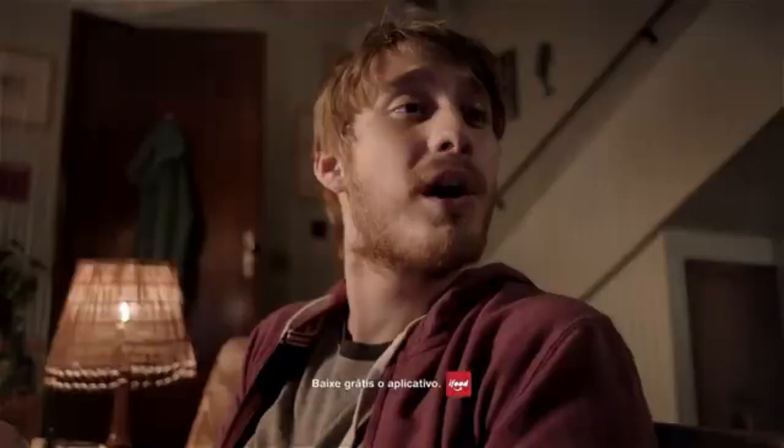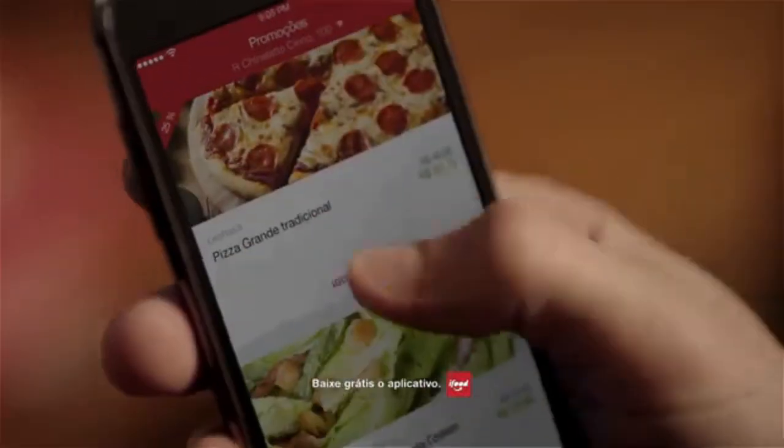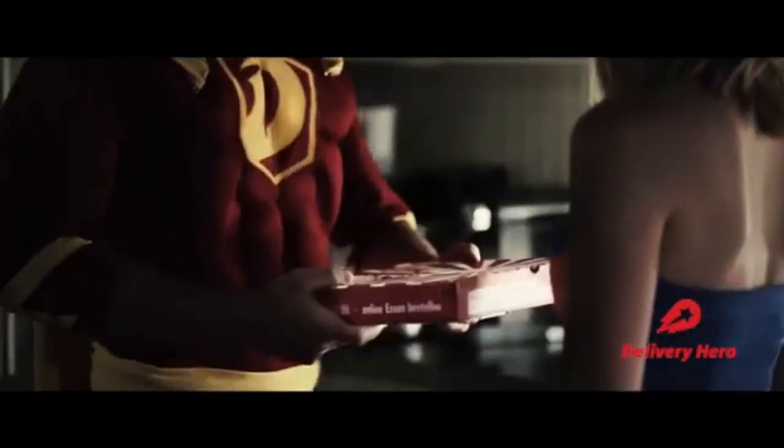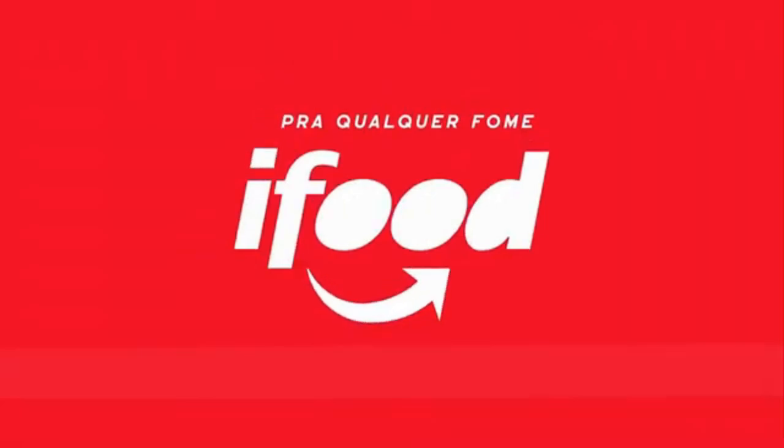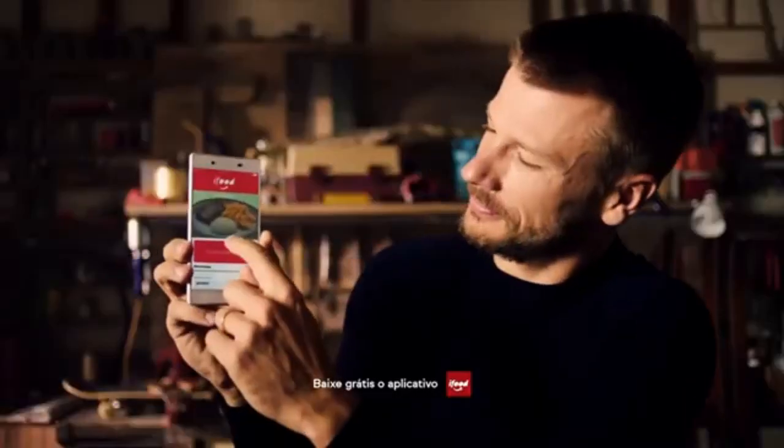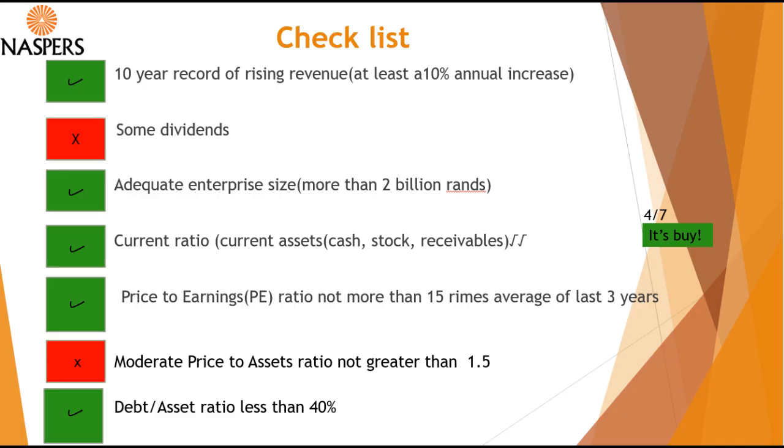Historical performance: a review of Naspers' past performance shows resilience and adaptability. Alignment with defensive investing principles: Naspers aligns well with defensive investing, appealing to risk-averse investors.